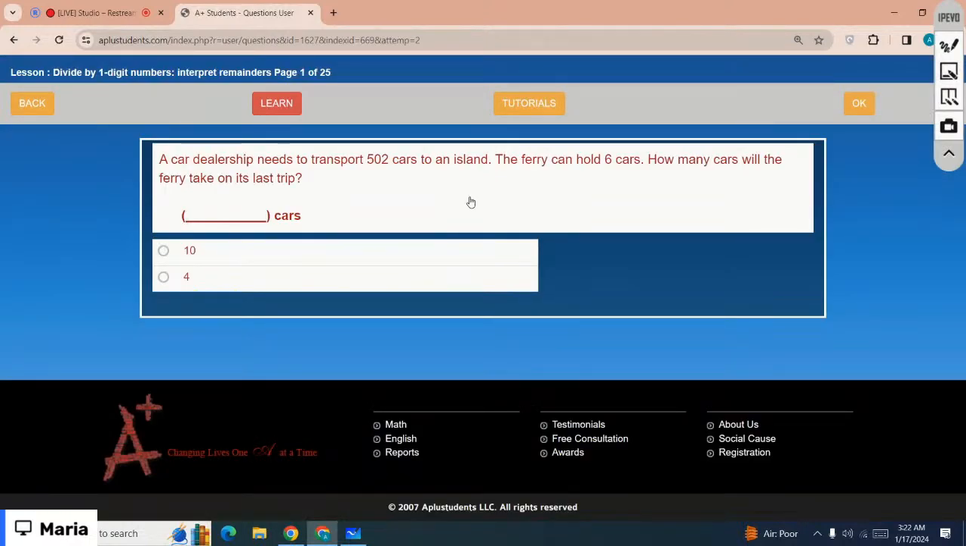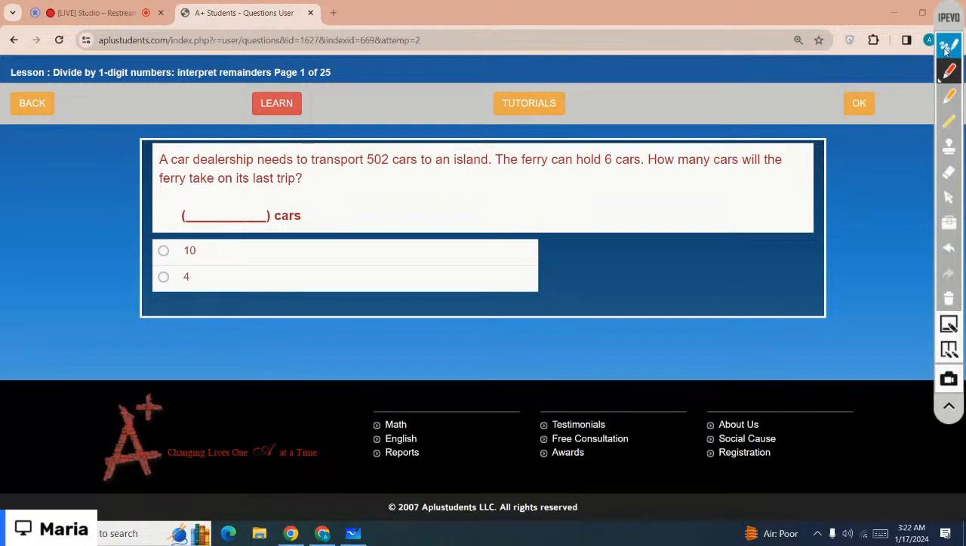Just look at the first example. A car dealership needs to transport 502 cars to an island. The ferry can hold six cars, right? How many cars will the ferry take on its last trip? So basically, you have to divide 502 by 6 and you have to see the remainder, right? Because you have 6 cars per trip and a total of 502 cars to transport. So you need to divide and see how many are left for the last trip, right?